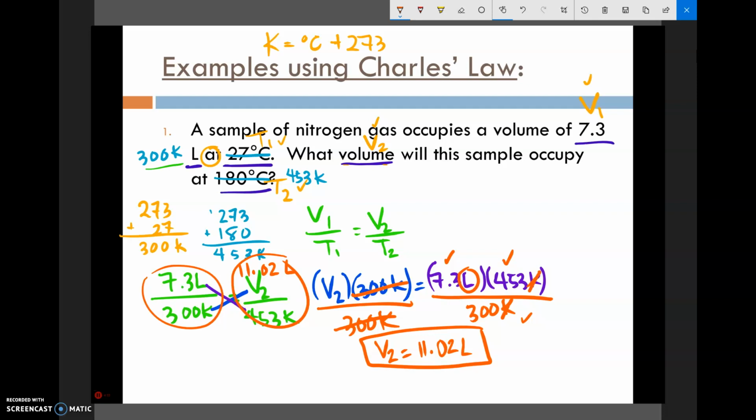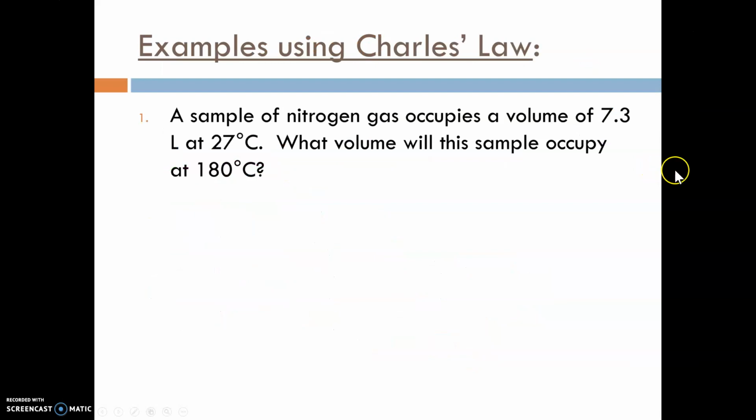And 300 Kelvin. Right here, your volume is increased from the 7.3, so it's 11.02, which means our temperature should also increase, which it does, and increases to 453 Kelvin. So this is showing direct proportionality, so you can feel good about your answer. Okay, let's do one more equation example.